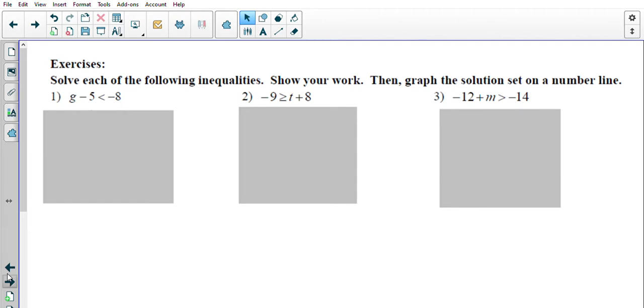All right, let's try some practice. In the exercises, it says to solve each of the following inequalities, showing your work. Then graph the solution set on a number line that's provided. Remember, we want a minimum of 3 numbers on the number line.